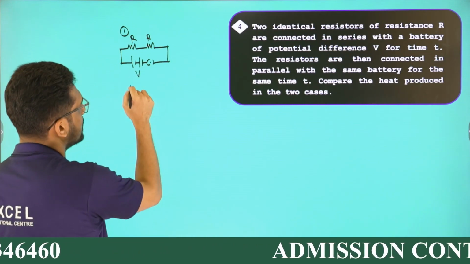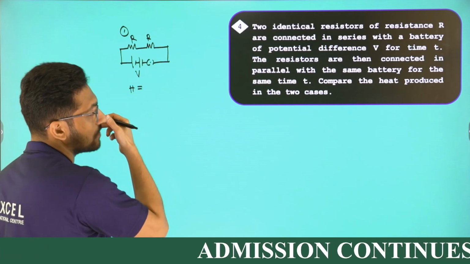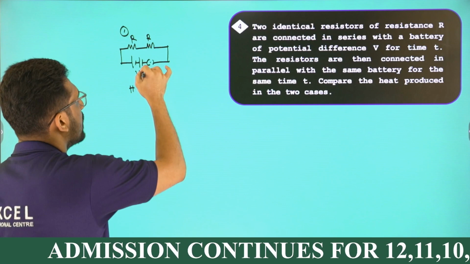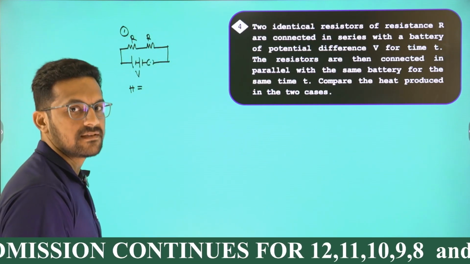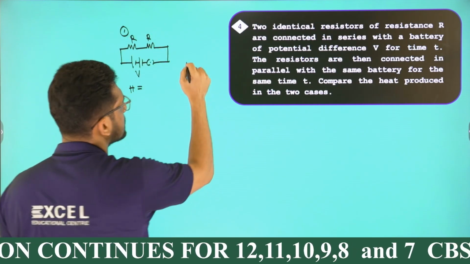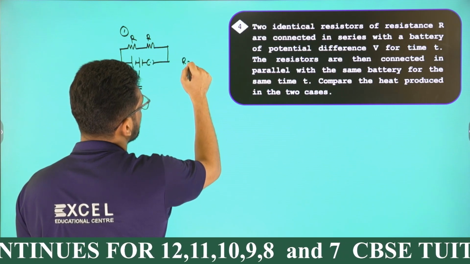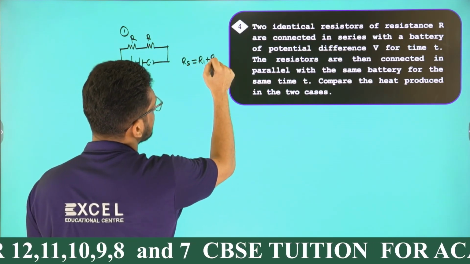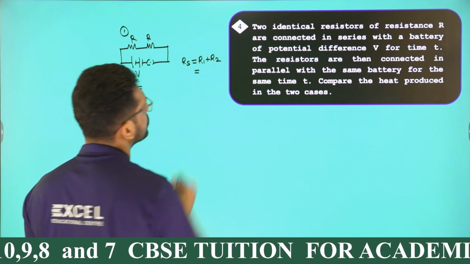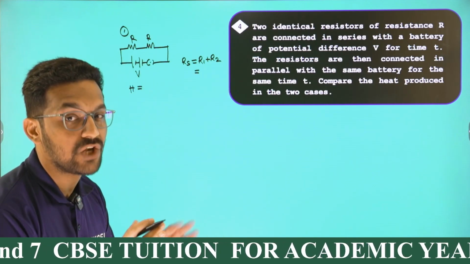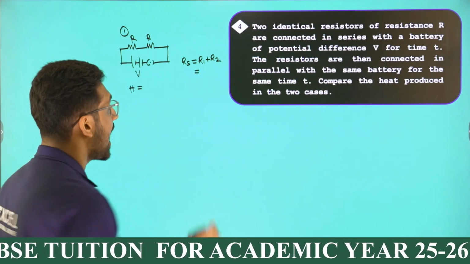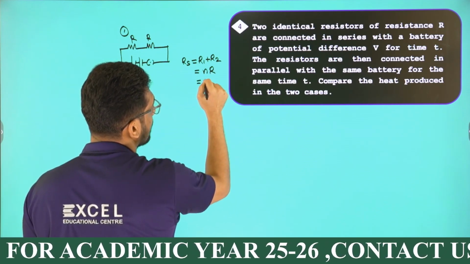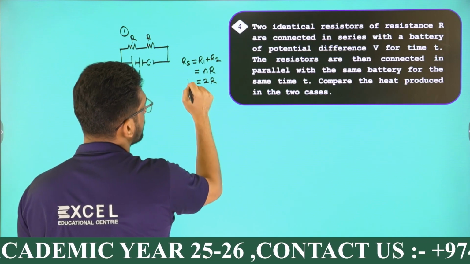How to find that heat? I'll be using this equation V square t by R. Why is that? Because I have a voltage and resistance here. What is the effective resistance here? This is a series combination. So effective resistance in series can be written as R1 plus R2. Both of them have the same value, identical resistors, so the effective resistance will be 2 times R.